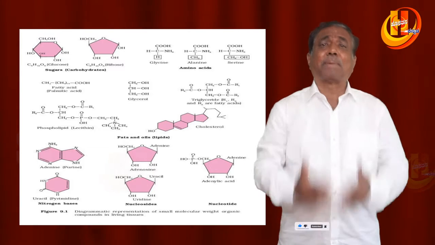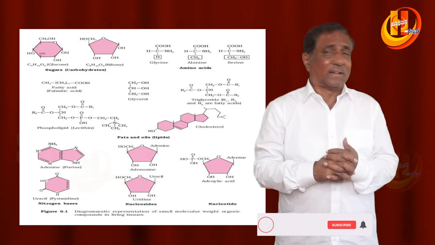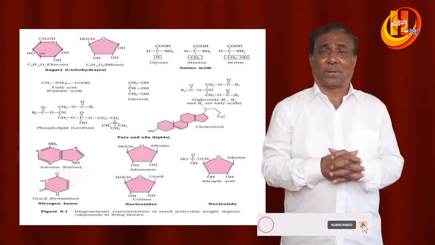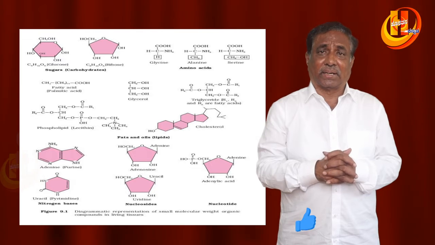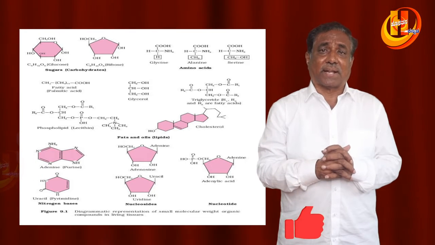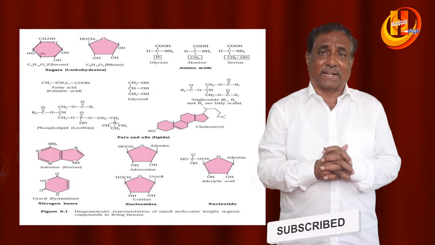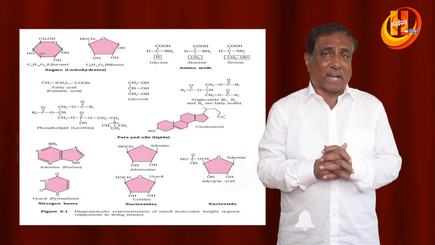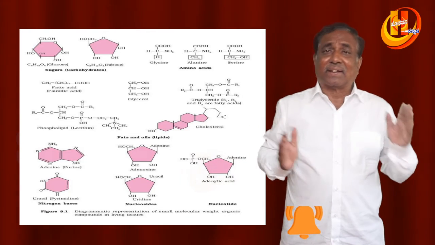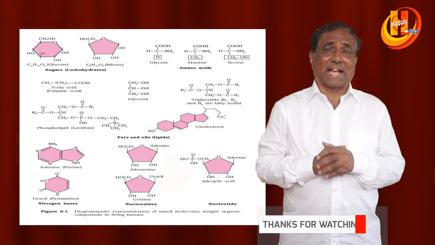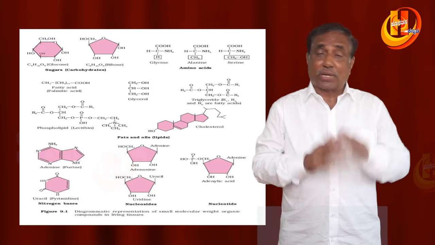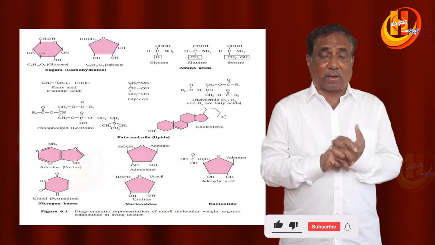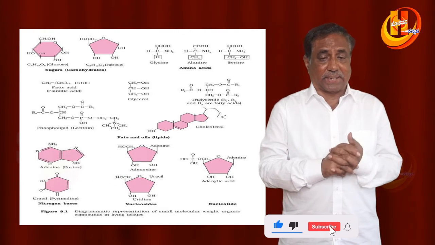Our body cells are capable of synthesizing certain amino acids. They are called non-essential amino acids like alanine, glycine, glutamine, glutamic acid, cysteine, tyrosine. Like this, there are certain amino acids which body cells are capable of synthesizing. They are called non-essential. So this classification is also very important.